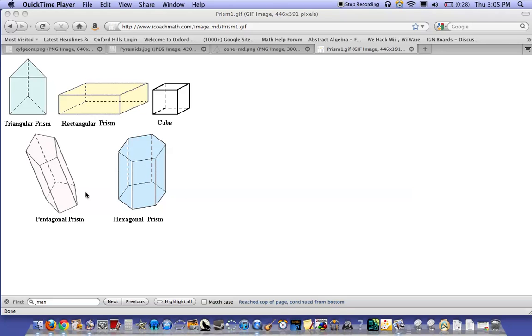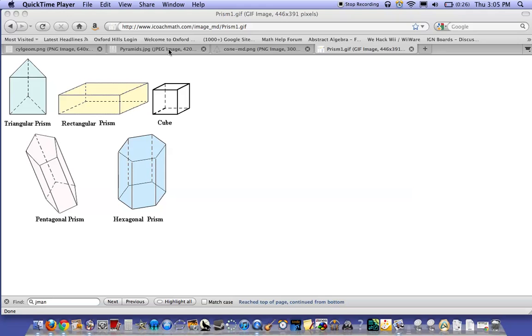And so in this case, we have a hexagon as our base. So you can see the hexagon at the bottom and the hexagon at the top. And each corner or vertex of the hexagon is connected. And when you connect those vertices, it creates rectangles in the lateral area or the middle of the 3D solid. So that's what a prism is.